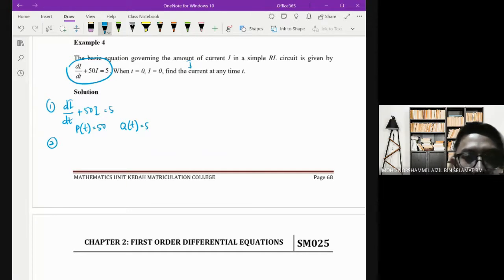Step number 2 is to find Vx. But this time we are dealing with Vt, not X, Vt. So the formula will be exponential integrating Pt dt. So every X changes to T.